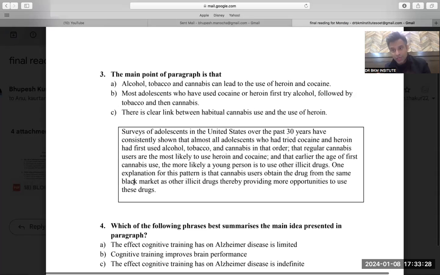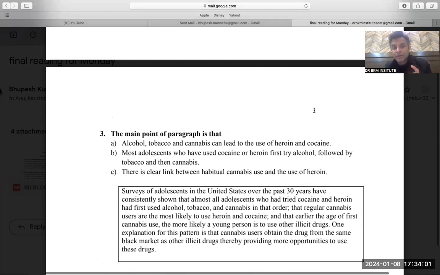So always go for the last line when it comes to these questions. Even if you have chosen B by chance, it's not your fault. But I'm telling you, when it comes to purpose questions, main point questions, always go for the last line because the last line summarizes the paragraph. Summary question, infer question means last line. The last line is about that one explanation of why cannabis users will use heroin. There is a clear link why a habitual cannabis user will go for heroin: because it's coming from the same market.